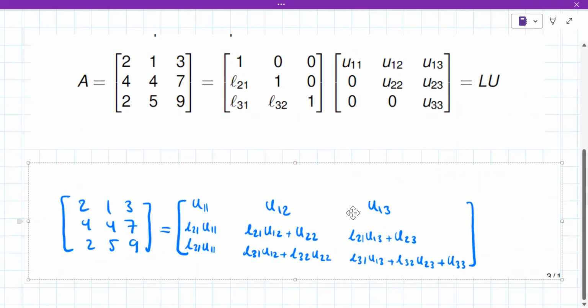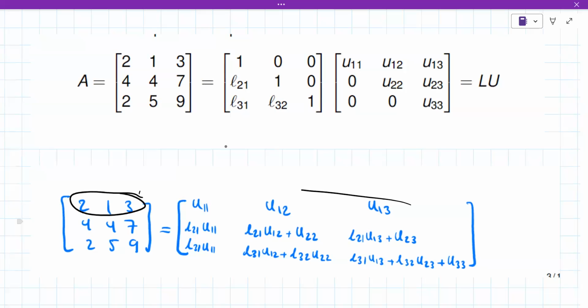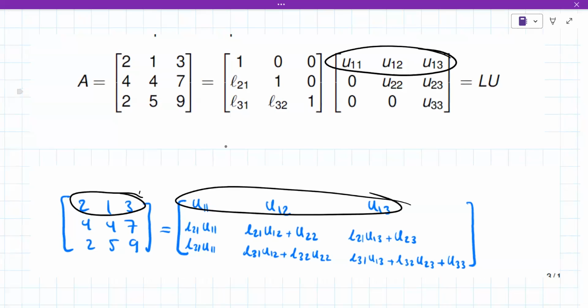So they're basically telling you like the first 3 entries in the matrix become the first 3 entries in the upper one. Do you see that? 2, 1, 3 is U11. These right here are these up here. That's like the easy stuff. Is that clear or not? I got a little bit confused.